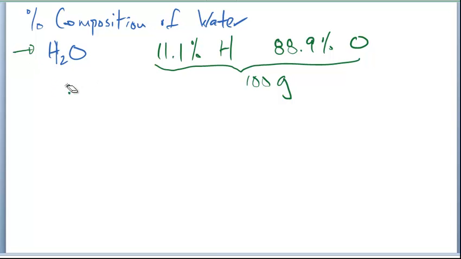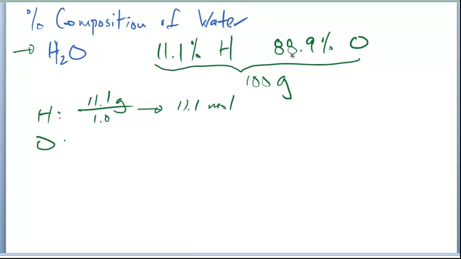Let me bring this down a little bit. And so if we have a 100 gram sample, then we pretend that the hydrogen is 11.1 grams, and to get the number of moles, because that's important in order to try to figure out the chemical formula, the subscripts are describing the mole ratios among the different elements. So you need to get everything into a mole basis. Okay, so obviously that's going to be 11.1 moles. Oxygen, 88.9 grams.